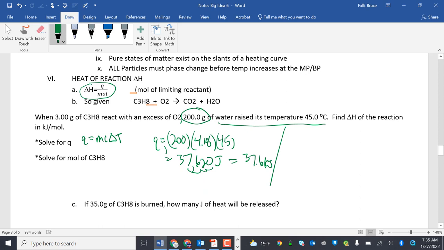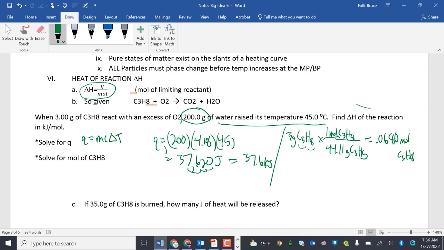Okay, so moles of C3H8 is 3 grams of C3H8 times go to the periodic table. 36 plus 8 is 44.11. I added the 0.01s in there. Is 1 mole C3H8. So then 3 divided by 44.11 is a little number. 0.0680 moles C3H8.